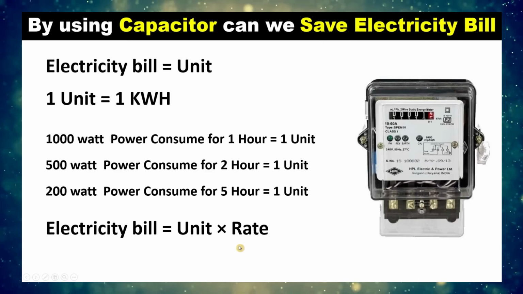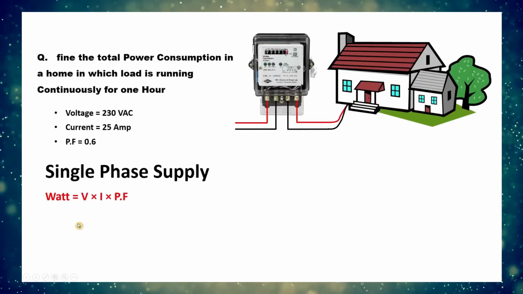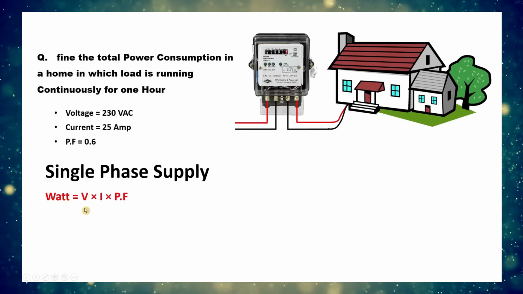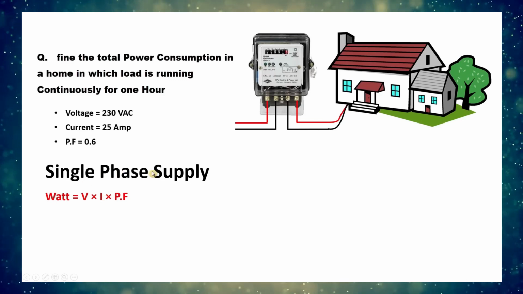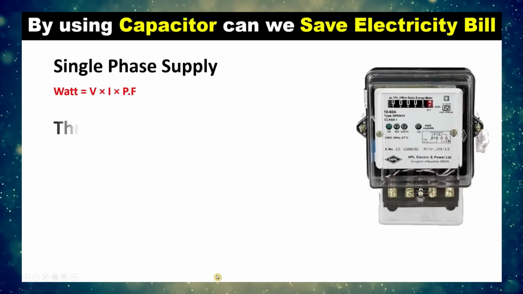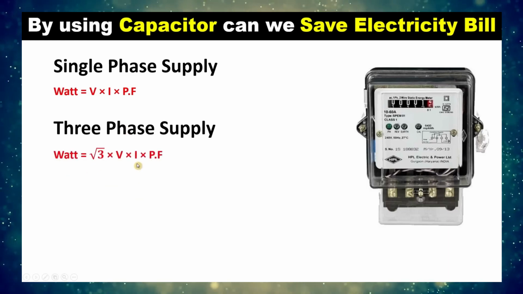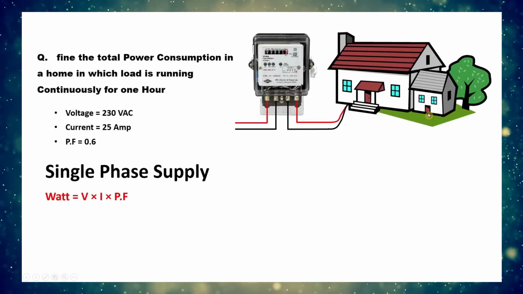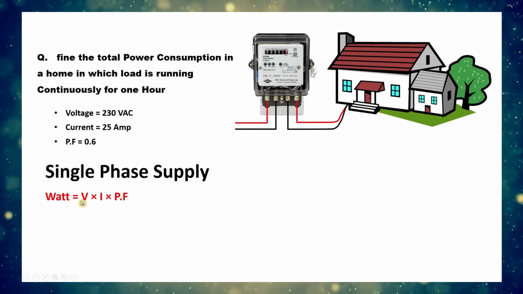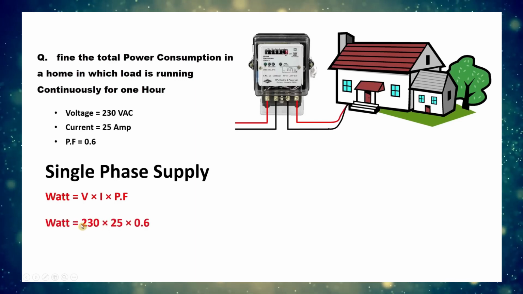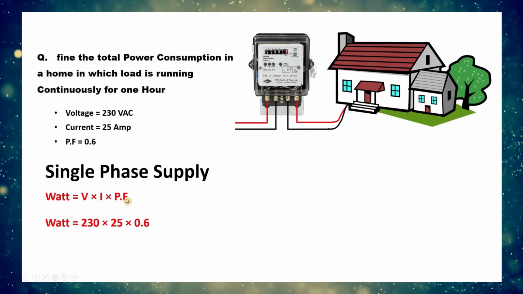To solve this question, we have to use this formula, as I told you in the starting, that if we run a 1000 watt load for 1 hour, then in this condition, 1 unit of power is consumed. So in our home, we will find power consumption in watt, and to find out power consumption in watt, we have to use this formula. Now this formula here is only for a single-phase power supply. If in your home there is a 3-phase power supply, then in this condition you have to use a different formula. In our home, single-phase power supply is coming, so I will explain only the single-phase formula.